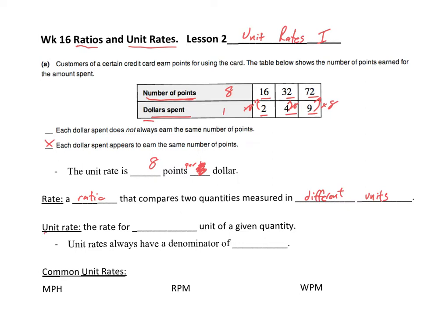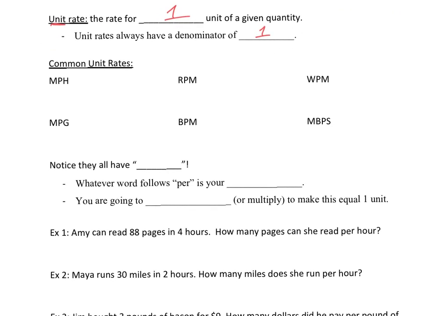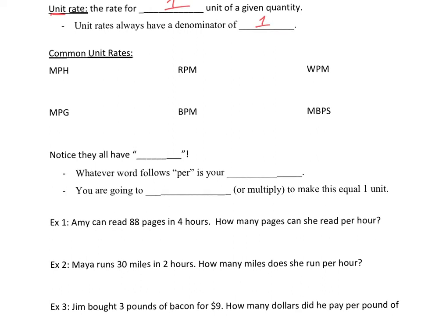Okay, so then what is a unit rate? Well, a unit means 1. So the rate for 1 unit of a given quantity. Okay, so the key is it's just 1. So unit rates always have a denominator of 1. All right, let's look at some examples here. Here are some common unit rates. See if you can beat me down with this.